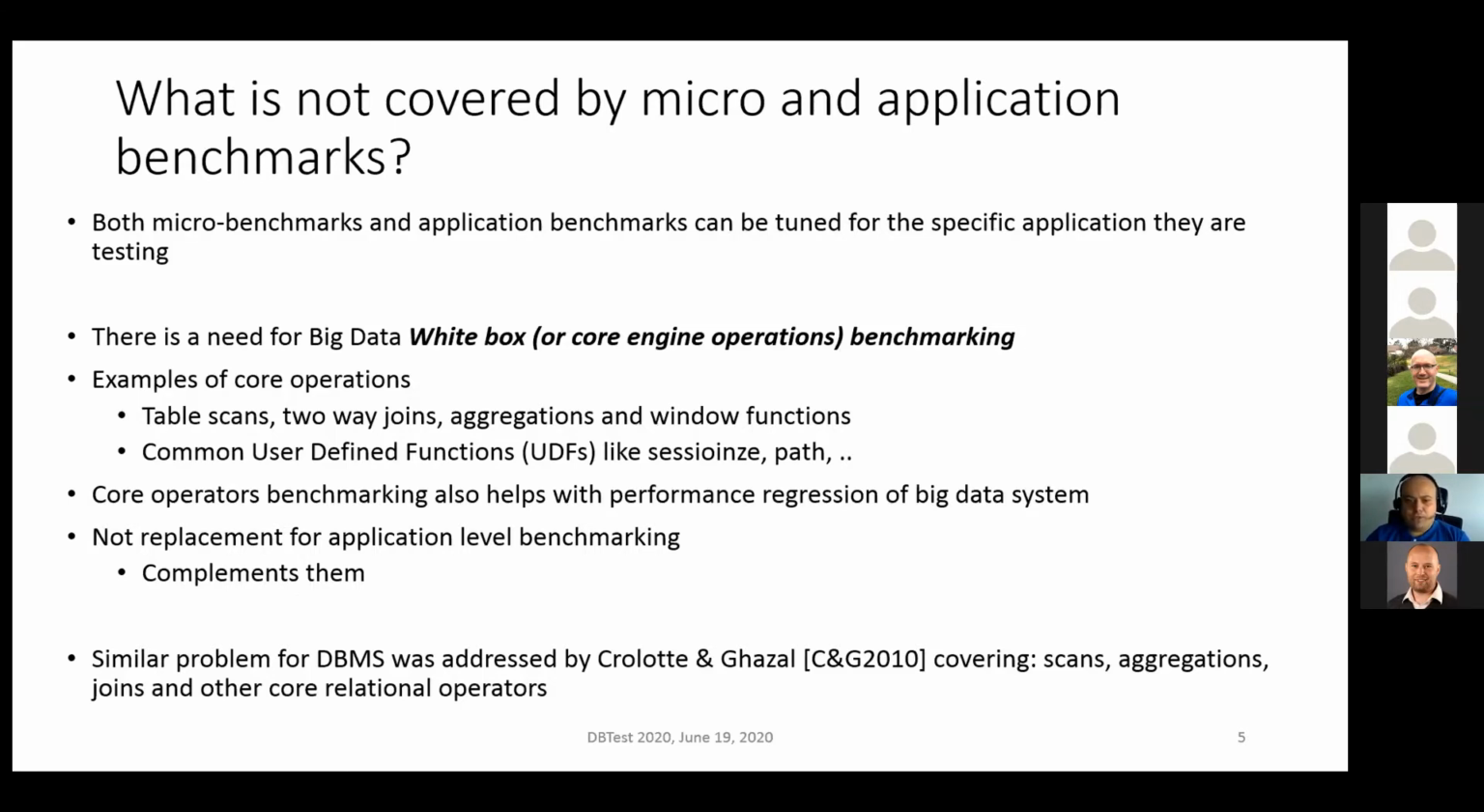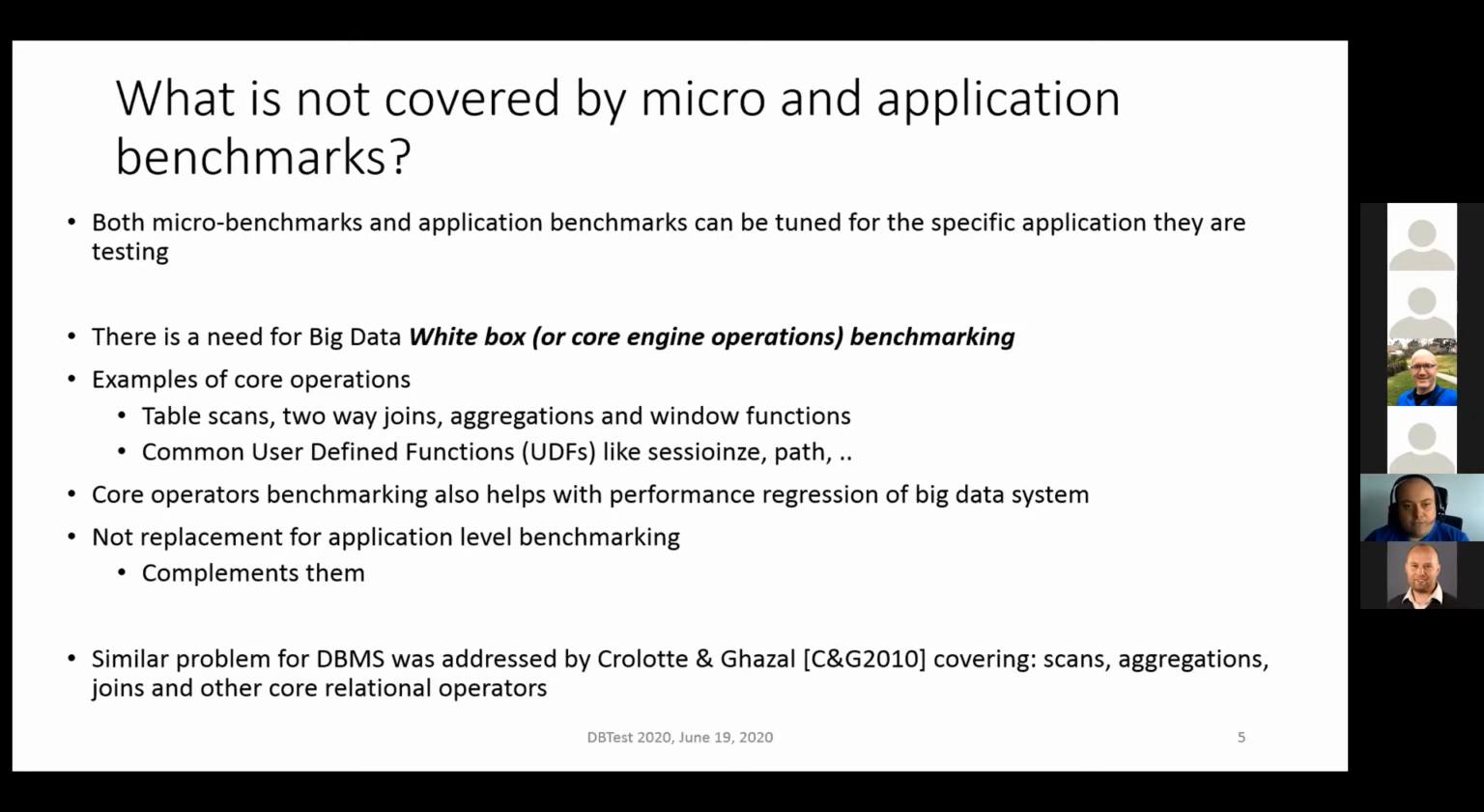Now we come to the question: what is not covered by micro and application benchmarks? We see missing gaps here. Both the micro benchmarks and the application benchmarks are usually tuned. The micro benchmarks focus on stress testing particular engine features, whereas the application benchmarks focus on a realistic use case and use very specific operations.